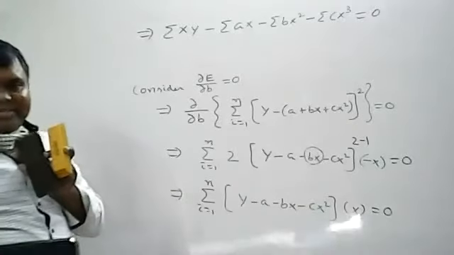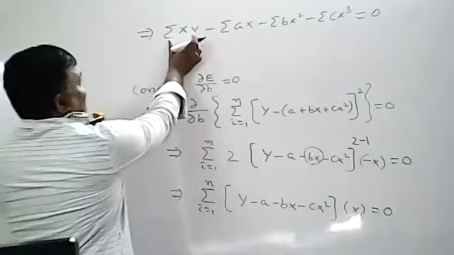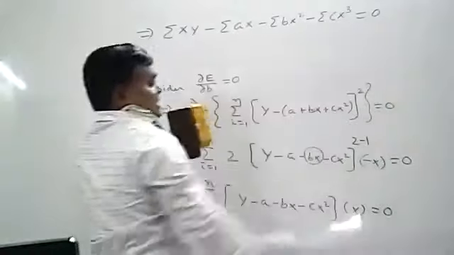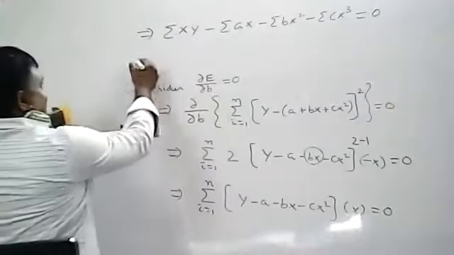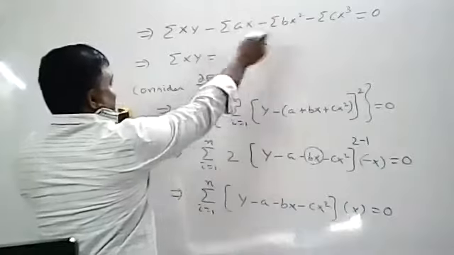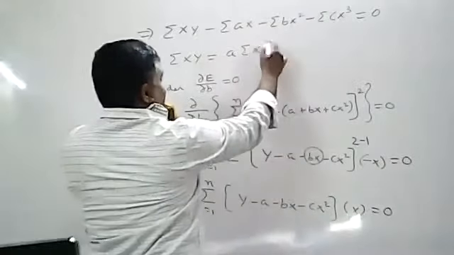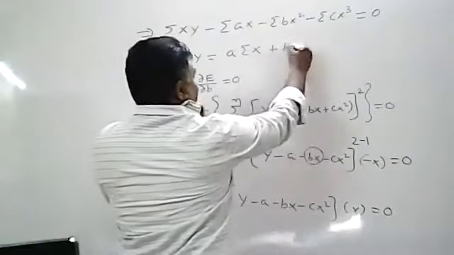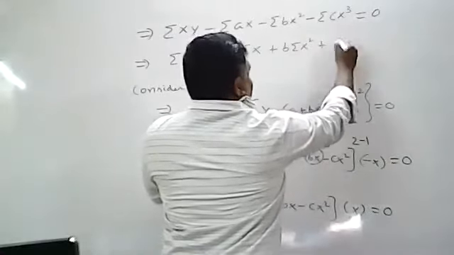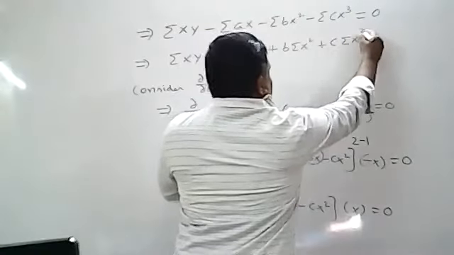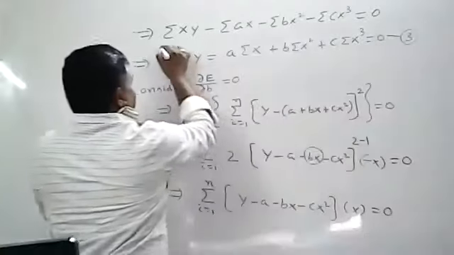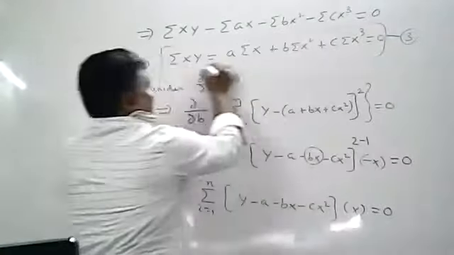Now separate the y terms as well as the x terms. Y terms means only one term consists of y, and the remaining do not have y terms. So send all these terms to that side and write down the equation. That means this implies summation xy equals a summation x, minus becomes plus, b is a constant, b summation x square, minus becomes plus, c is a constant, c summation x cube. This is equation number 3.